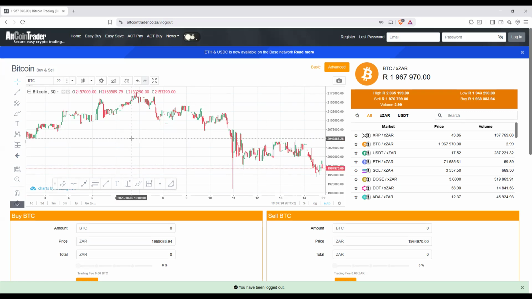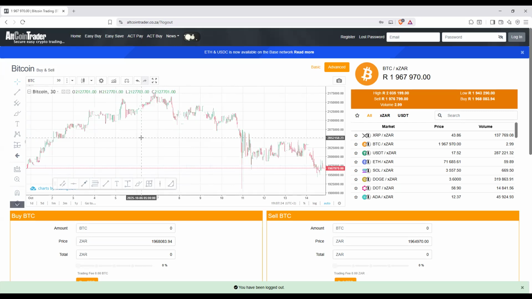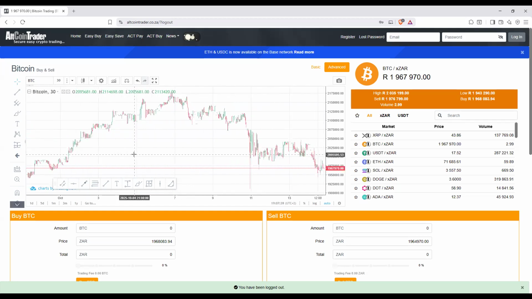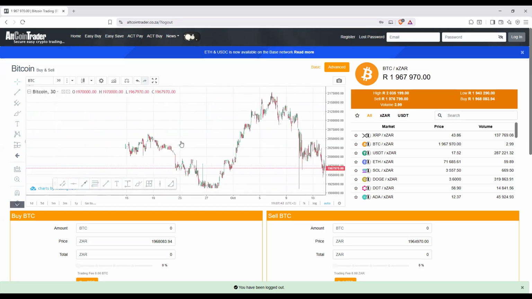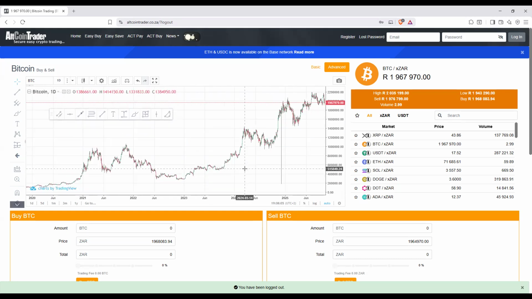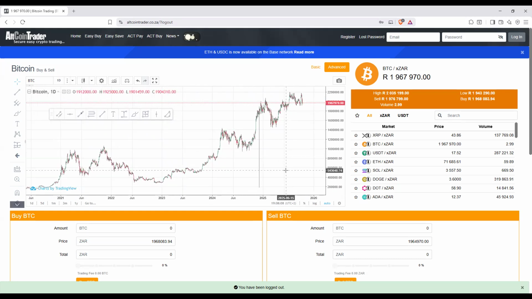If you have a little scroller on your mouse and you put it on the screen and start scrolling backwards and forwards, you can get more information, more candlesticks on your screen. So we were right about that being a head and shoulders, and that's why we saw drastic drops in the market. But when we take this to a different time frame, let's say a 1 day time frame, we see a lot more history on the screen, and it helps us to make better calculated decisions.